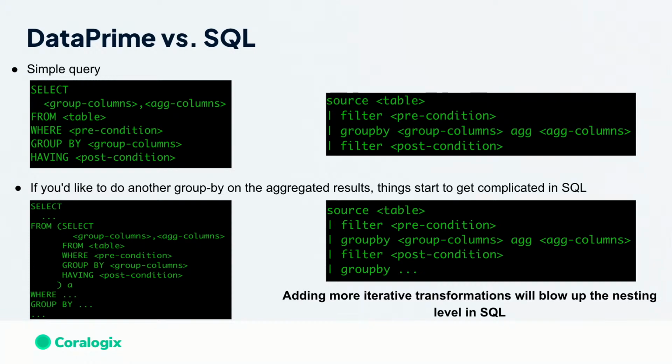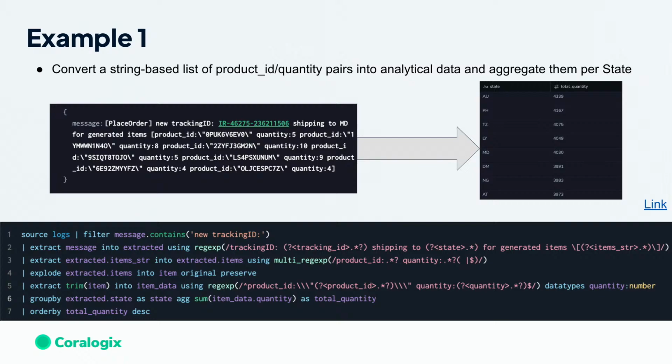How does it blow up when you have 5 or 6 stages of processing, where maybe for the first stages you're not even the one who wrote it. Yeah. So in DataPrime, you will mostly not care about what is already written. You will just add another pipe and continue. Okay.